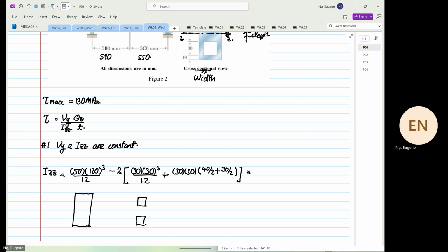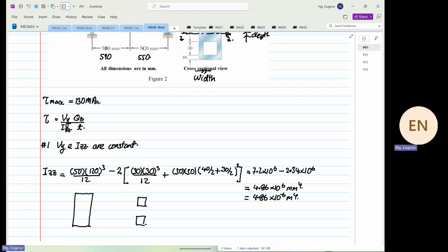So now, this will be equal to 50 times 120 power 3 divided by 12. 7.2 times 10 to the power 6 minus 20 plus 15 squared times 30 times 30 plus 30 power 4 divided by 12. 1.17, is it 1.17 times 2? 2.34. Okay, 2.34 times 10 to the power 6. So the second moment of area is 4.86 times 10 to the power 6 millimeter to the power 4, 4.86 times 10 to the power minus 6 meter 4.